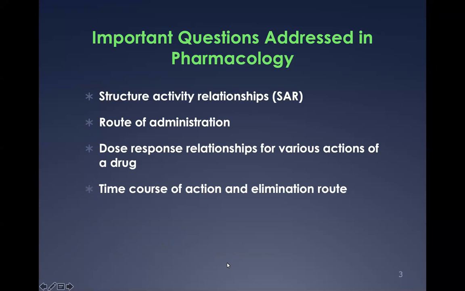Now, some important questions that we address in pharmacology. One is called structure-activity relationships, referred to as SAR. A lot of times in drug design, we will use this. One of the things that we find is that drugs that have similar structures may have similar activities. For example, there's a drug that you may prescribe called Tegretol or carbamazepine. Carbamazepine actually has a structure similar to a tricyclic antidepressant.